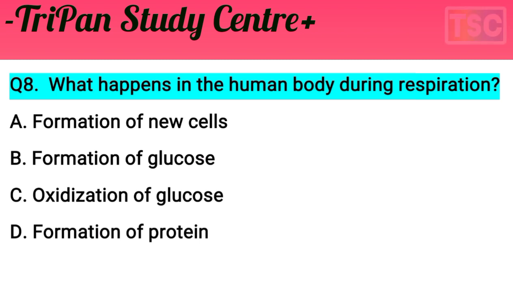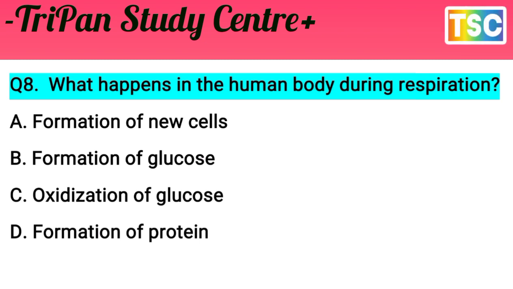You know that's an important point here. Respiration is a continuous process that occurs in the cells of all living organisms to produce energy. In this process, energy is released by breaking down glucose in the cells of the body. It means the answer here is oxidation of glucose. The C option is correct here.